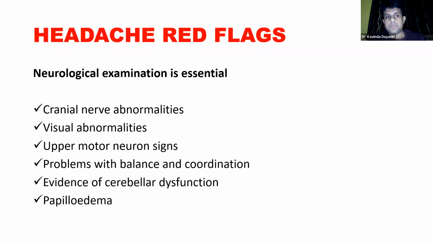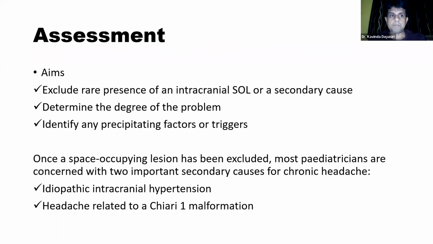And then we should focus on the presence of cranial nerve abnormalities, any abnormalities in vision, presence of upper motor neuron signs, and problems regarding balance and coordination, and evidence of cerebellar dysfunction and presence of papilledema. So they again may represent an underlying central nervous system pathology for the chronic headache.